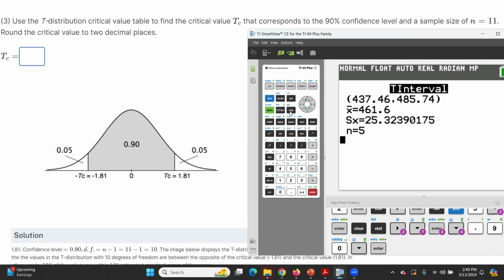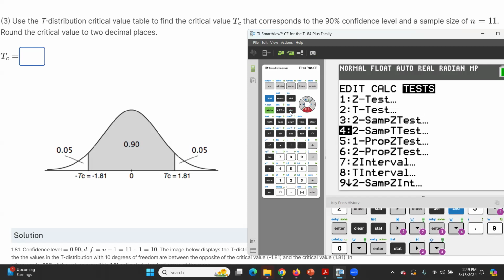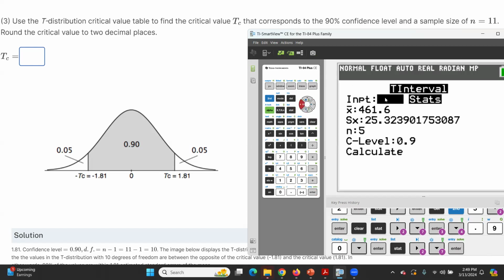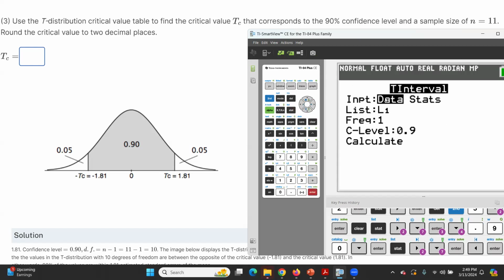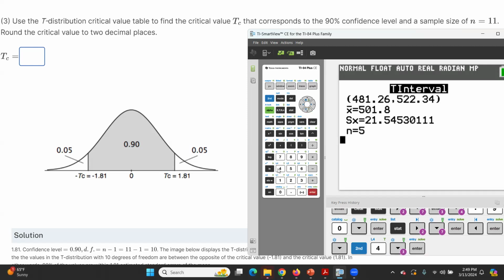You can go back to Stat, go to Tests, and go to TInterval. Here you can use your data. For data we use L4 and L5. So for example, if I click on second 4 and the C level is 90%, it gives me the confidence interval for sample A.